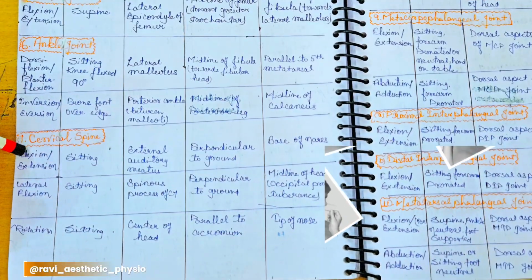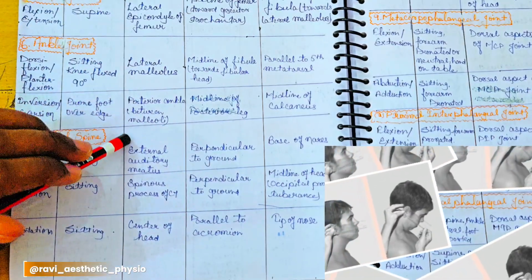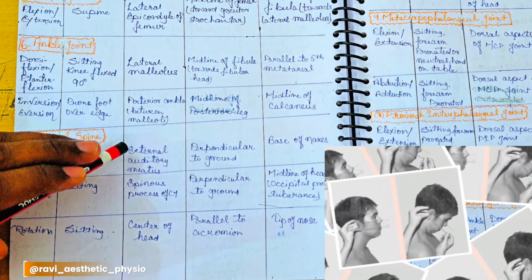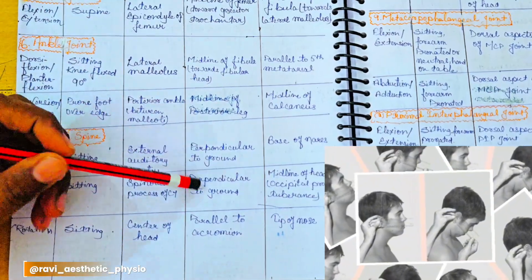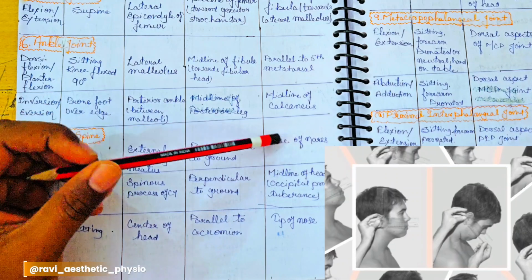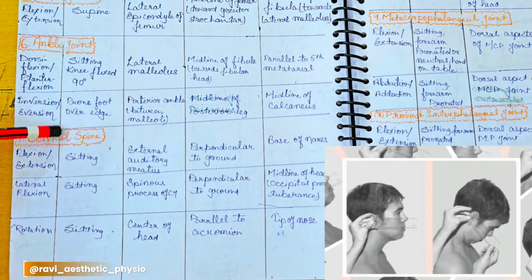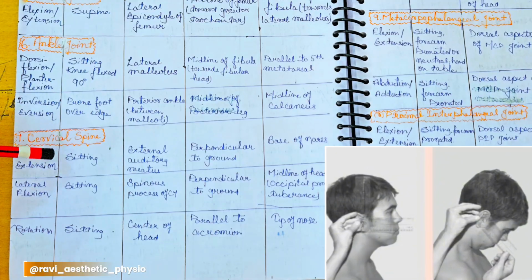In the cervical spine, you have to check flexion and extension. Patient position is to be sitting, and the fulcrum is placed over the external auditory meatus, which is the outward part of the ear, and the stationary arm is perpendicular to the ground, and the moving arm is to the base of the nares, which is at our nose tip. So you can easily find out the flexion and extension range of the cervical spine.